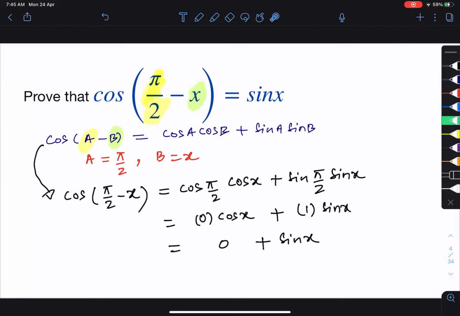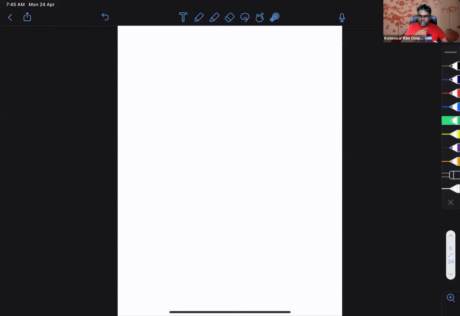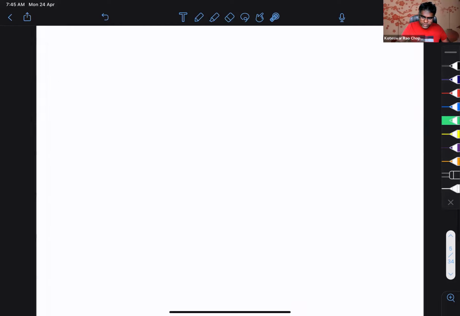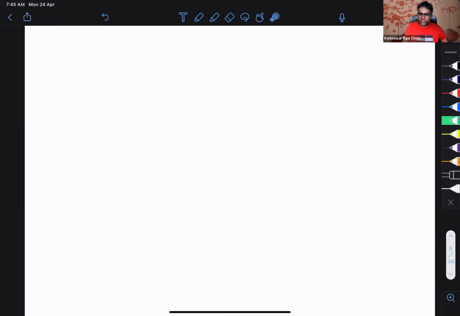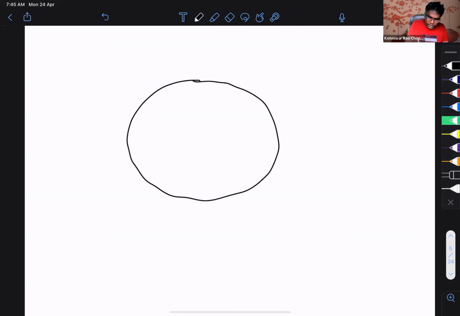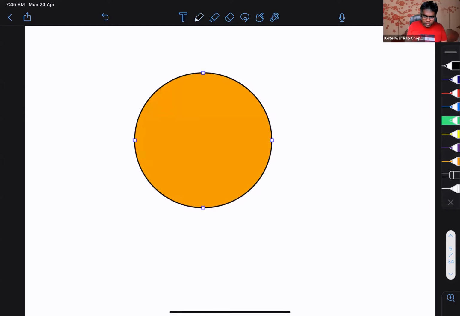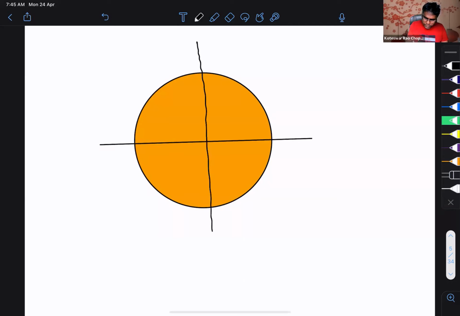So let's use a unit circle to understand the same thing. Let me put a unit circle here. Okay, again, I am getting used to this. The writing tool is good, but I have basic skills. Okay, so let's say that is the unit circle. Let me put that is our x-axis and y-axis. Okay.